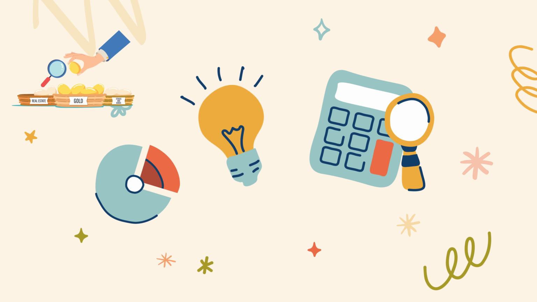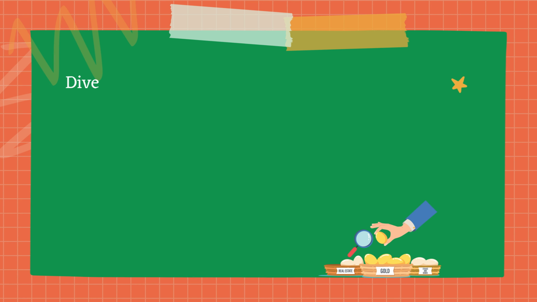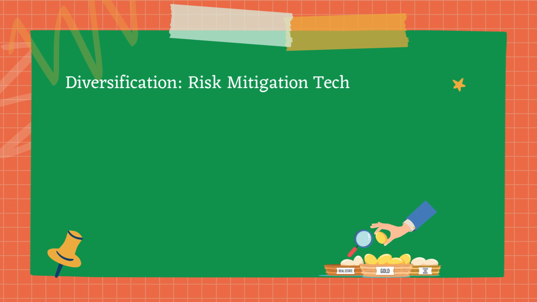Coming to the next term, which is diversification, it is basically a risk mitigation technique. There is a saying in finance that says, do not put all your eggs in one basket. Having eggs in multiple baskets mitigates risk. Not all eggs are lost if one basket breaks.